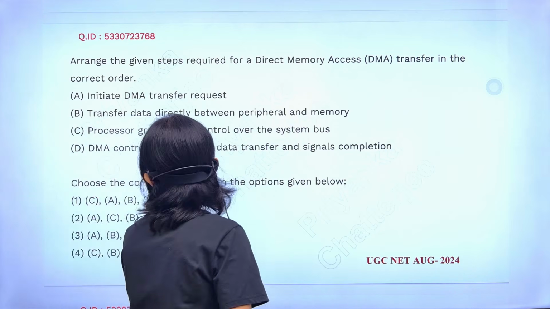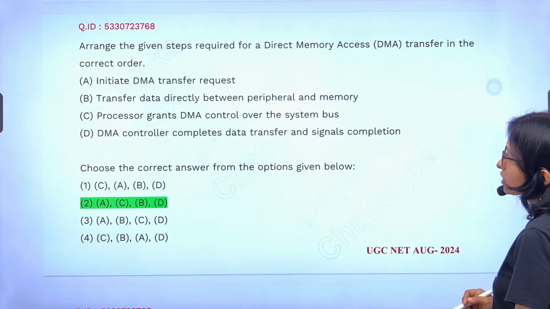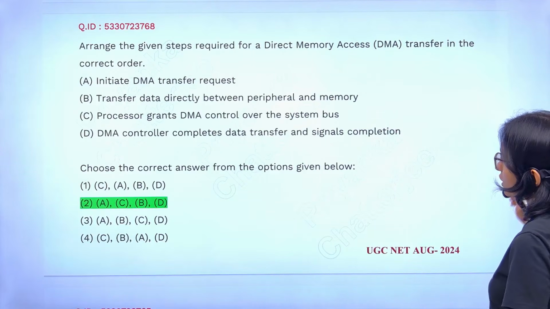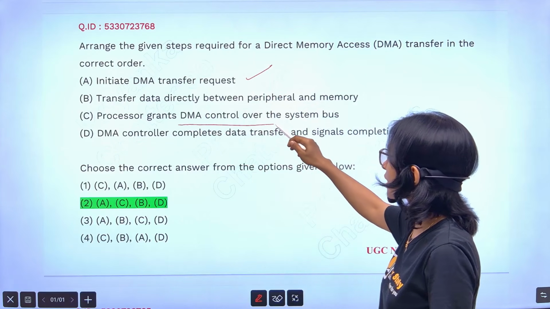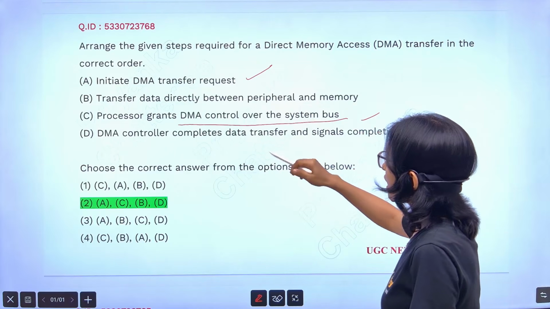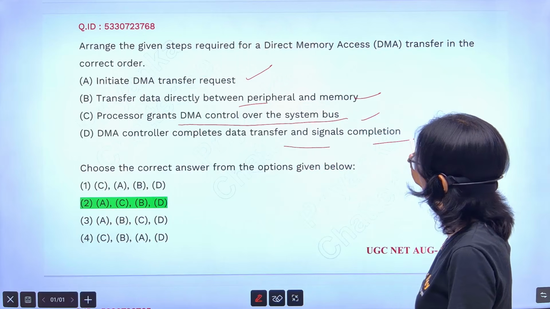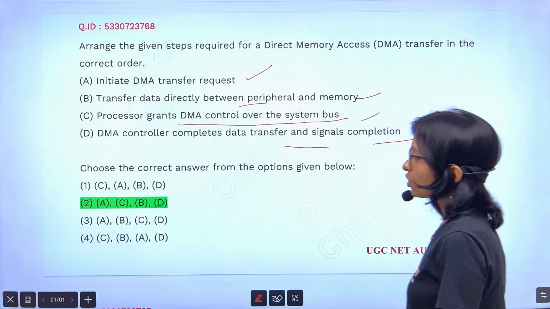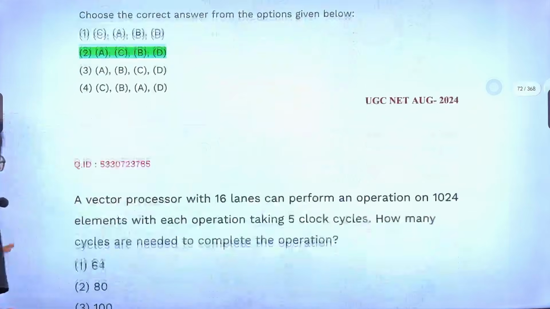So here your correct sequence is this one. Initiate the DMA transfer. How is it working? First, we are initiating the DMA transfer. After that, process the grant of the DMA from the bus, because you need to get the grant. Then after that, transfer between the peripheral devices, and finally the DMA controller will complete. So A, C, B, D is the correct sequence.